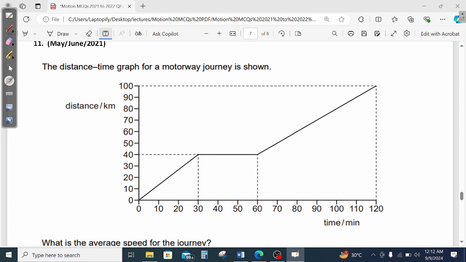Remember, if the examiner asks you to find the average speed, you are not bound to find the area or gradient of all the curve. In that case, you have to focus on the last point of the graph and find the value, and then you can easily get your answer.